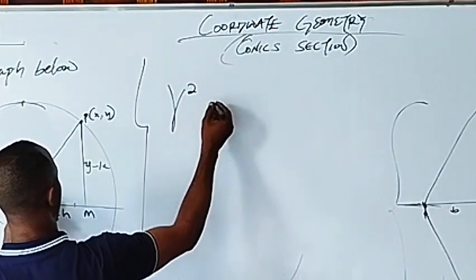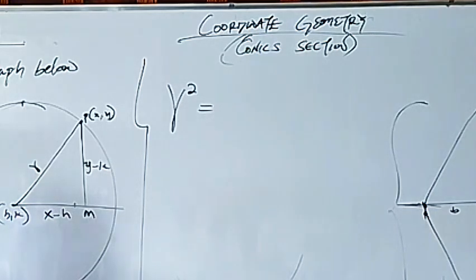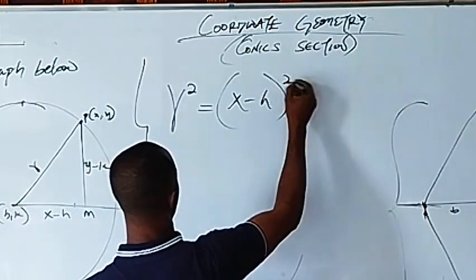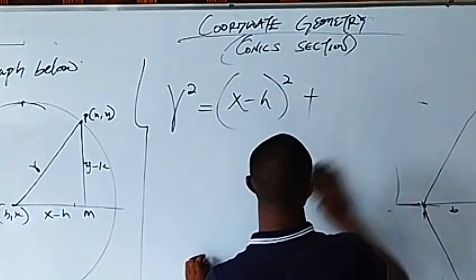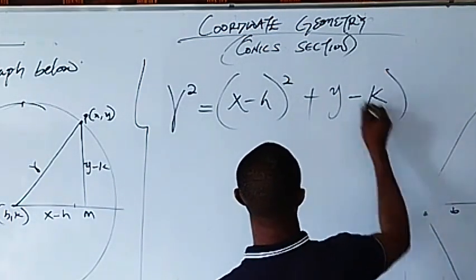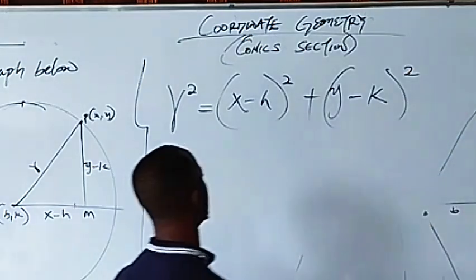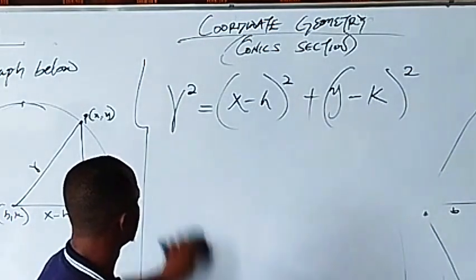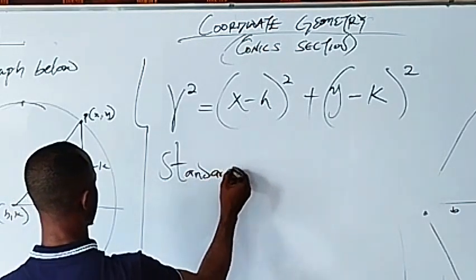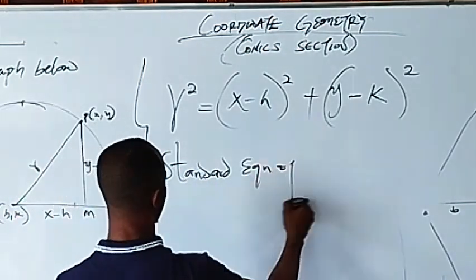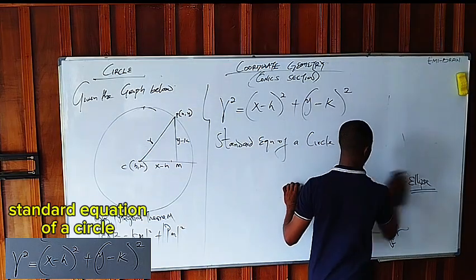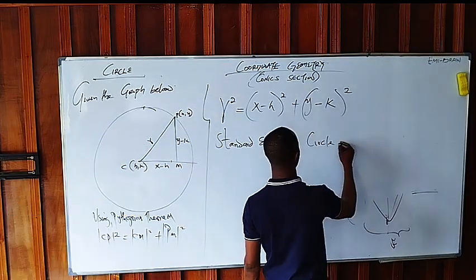What is that CP? R. R squared equals what? What is my CM? X minus H, all squared. Plus Y minus K, all squared. This is called the standard equation of a circle.